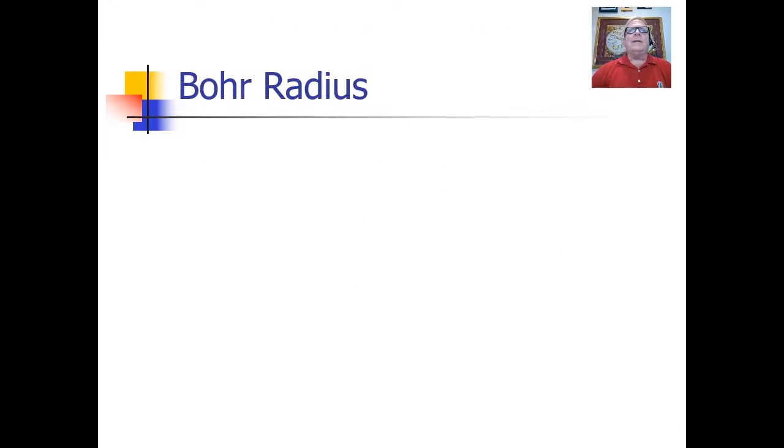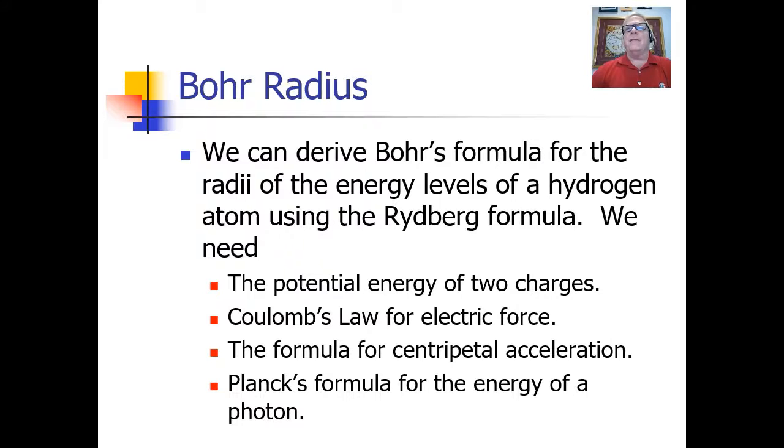Now we can actually derive Bohr's formula for the radii of the different energy levels in a hydrogen atom using the Rydberg formula. We're going to need the following things. So here is your chance to look back on these formulas if you don't remember them. We need to know the potential energy of two charges, and we need to know Coulomb's law for electric force. We learned about both of those things in the unit on electrostatics.